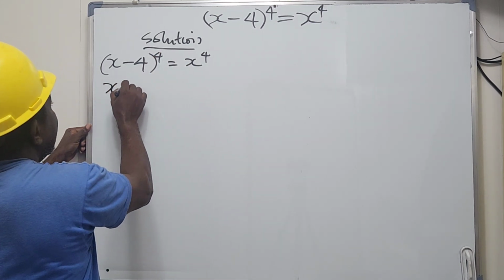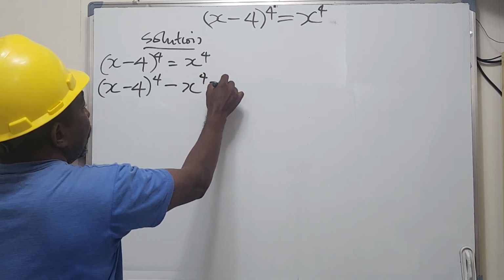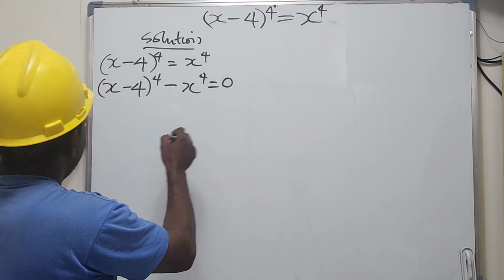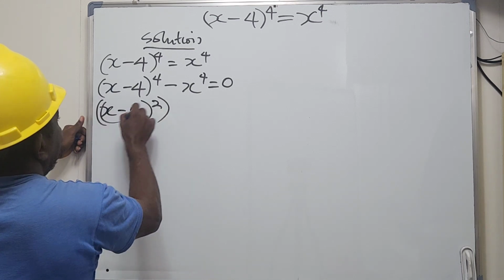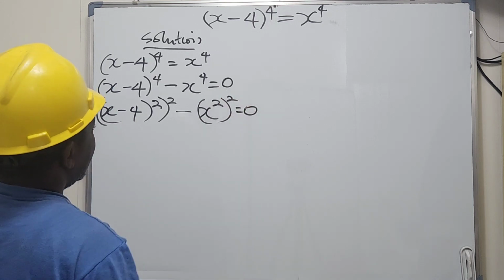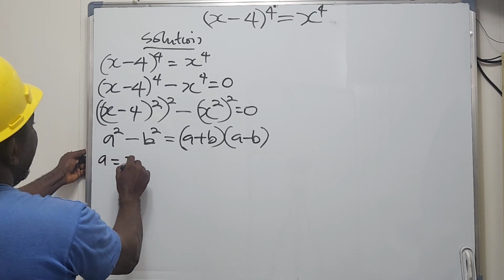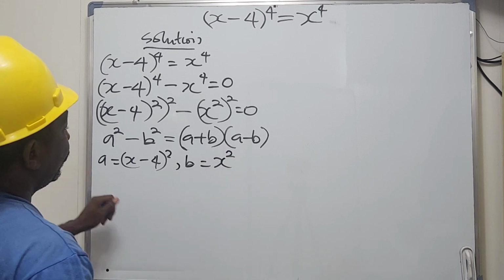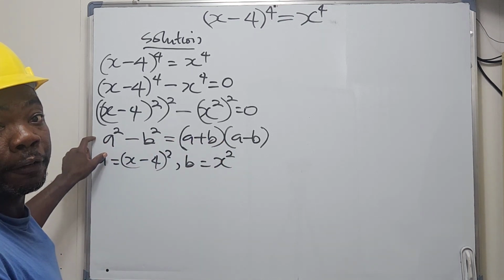This will give us (x − 4)^4 − x^4 = 0. Here we can write 4 as 2 times 2. This will give us ((x − 4)^2)^2 − (x^2)^2 = 0. If you look at this, in these two parentheses, our a equals (x − 4)^2. Then our b equals x^2. So we need to substitute these parameters in the right hand side of this difference of two squares.